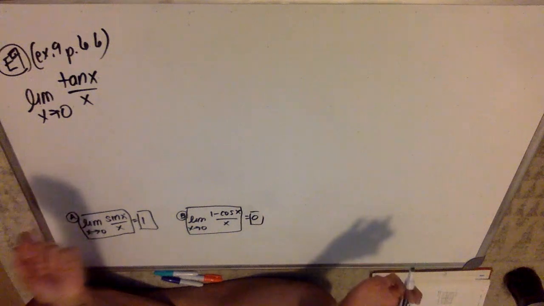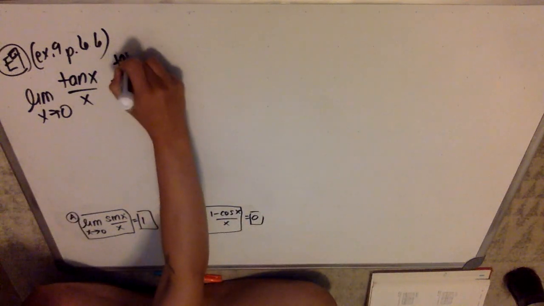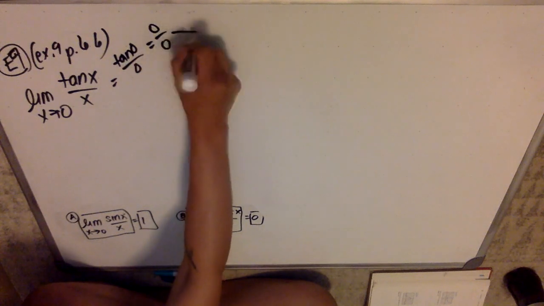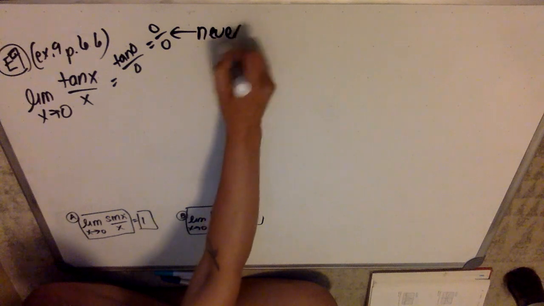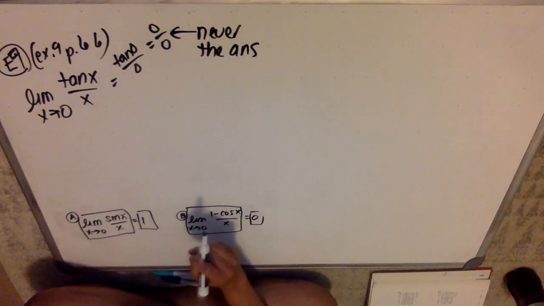Now you can try and plug in because it never hurts to plug in, but if you plug in, you would get tangent of 0 over 0, which is totally a 0 over a 0, and that's never the answer, right? So we've established that in the other 0 over 0 problems. That's never, ever, ever the answer.